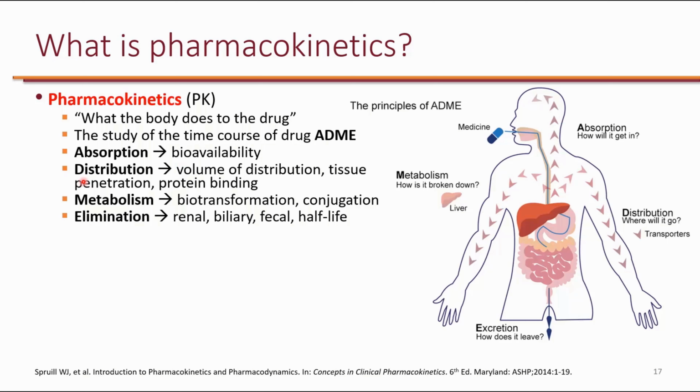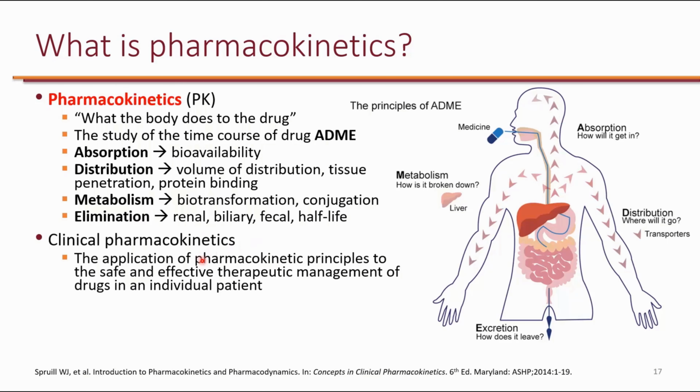When it comes to distribution, it's important to know protein binding. So for example, some patients may have low albumin. Albumin is the number one protein that binds antibiotics. When it comes to metabolism, it is important to know if a drug is specifically metabolized by the CYP enzyme. That could include drug interactions. And of course, when it comes to elimination, it's important to consider renal, biliary, and fecal clearance.